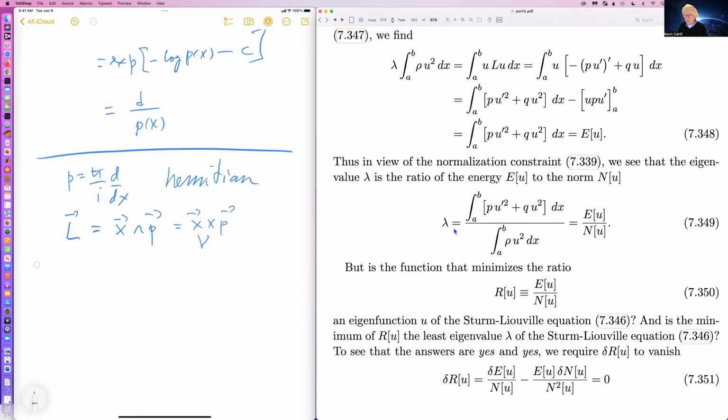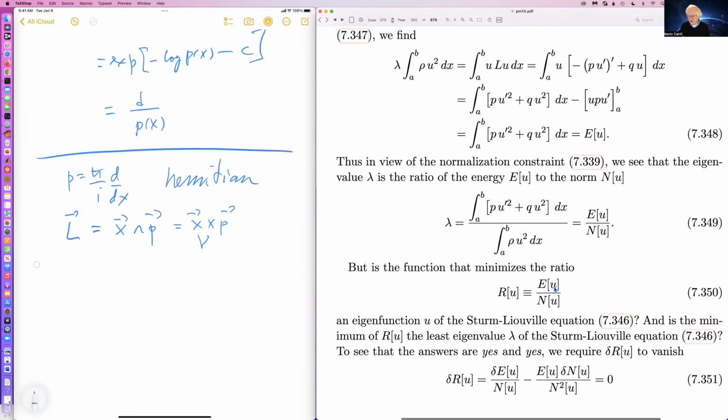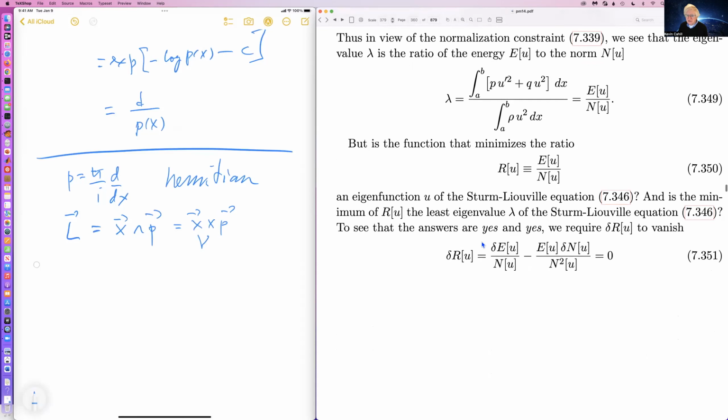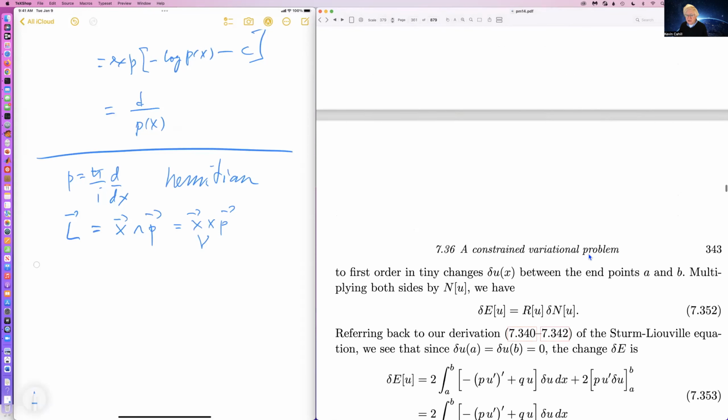And in fact, not only is lambda the ratio, but the eigenfunction u is the function that minimizes this ratio subject to the boundary conditions. To see that, we vary u. We ask for the variation of R to be 0 when we vary u, and we get the variation of E over N minus E over N squared times the variation of N.